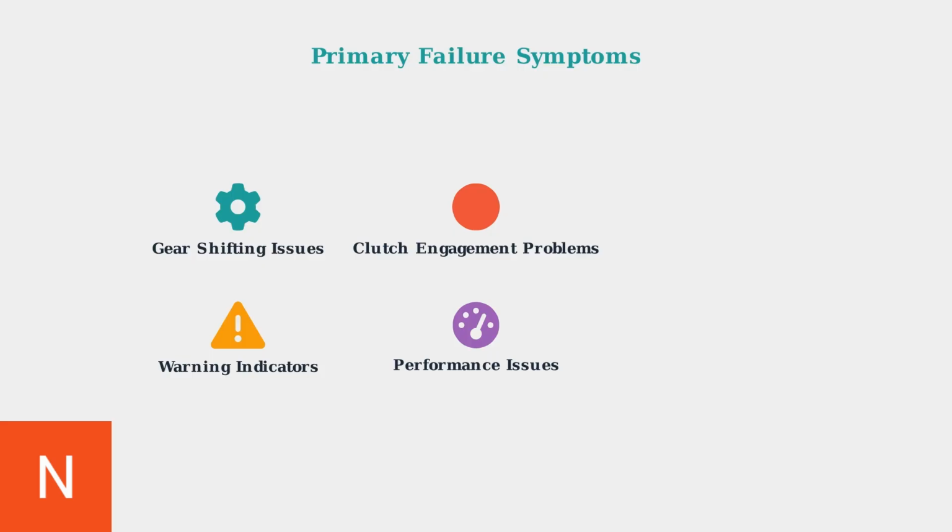When a clutch actuator begins to fail, several primary symptoms become apparent. Gear shifting issues are the most common, including difficulty engaging gears and grinding noises during shifts. Clutch engagement problems include slipping under load and harsh or jerky engagement. Dashboard warning indicators and performance issues like reduced acceleration also signal actuator problems.